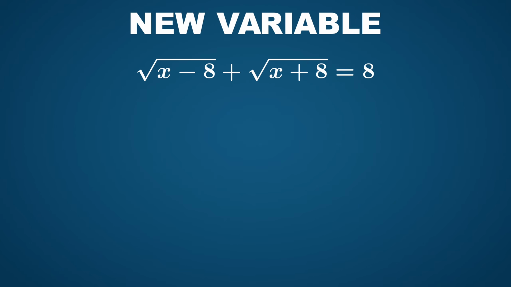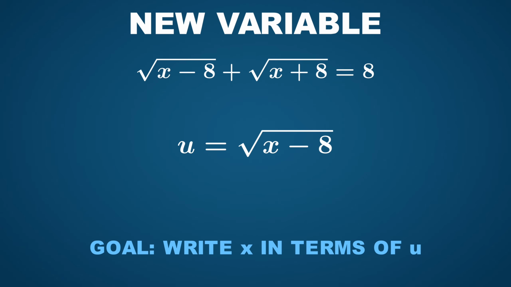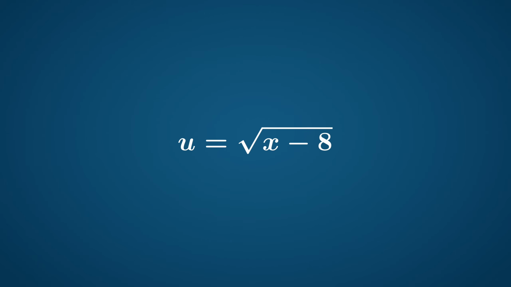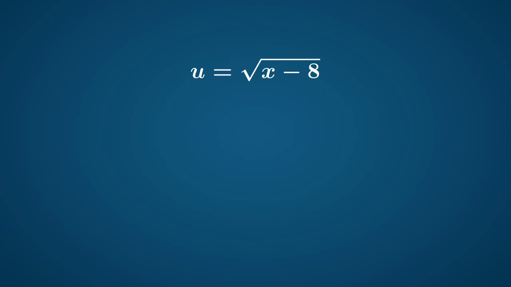We will start our solving process by defining a brand new algebraic variable. We will define a new variable and assign it the letter u for our calculations. We choose to set this variable u equal to the very first term in our equation. This means we write u equals the principal square root of x minus 8. Our immediate goal is to rearrange this definition to isolate the variable x. We want an expression that gives x purely in terms of our new variable u.